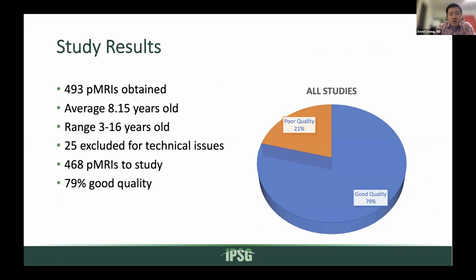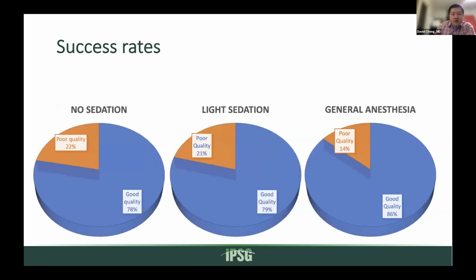Average kids are just a little bit over 8 years old, and they range from about 3 to 16 years old. 25 of these MRIs were no good because of technical issues, which were not patient faults, which left about 468 MRIs to look at. So of these MRIs, 79% were good quality, meaning pretty much 4 out of 5 MRIs we do fine. We find that a lot of the motion artifact comes about, and that was 20%.